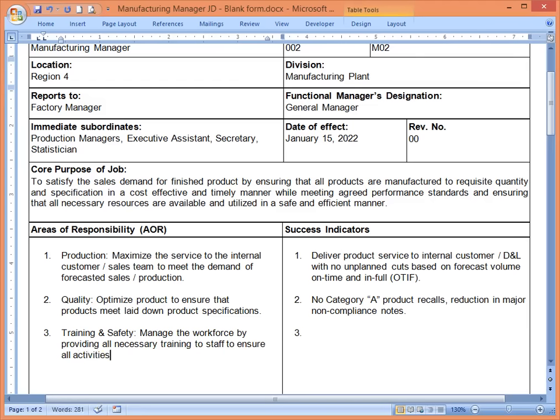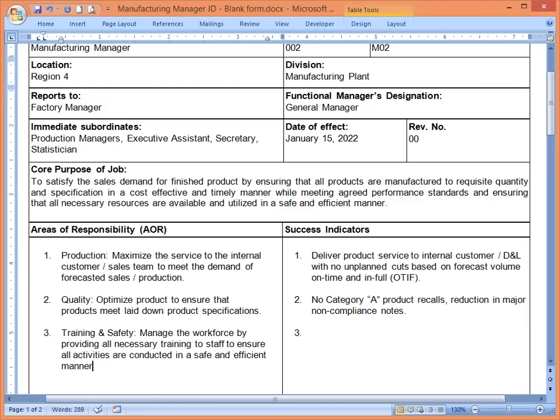Ensuring activities are conducted in a safe and efficient manner. There will be no efficiency if there's no training. There will be no effectiveness. There will be no OEE, overall equipment effectiveness.